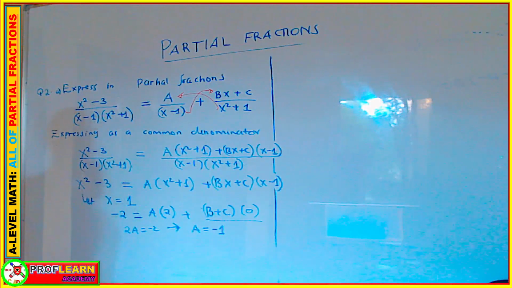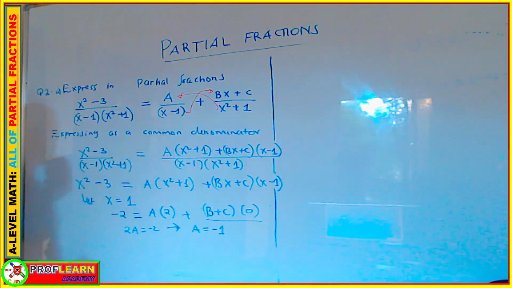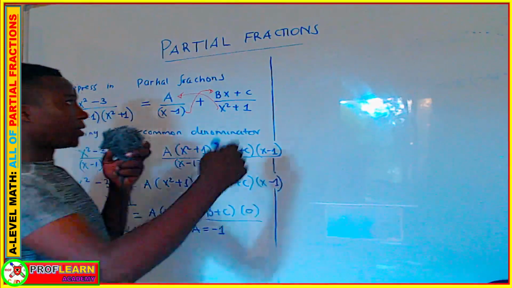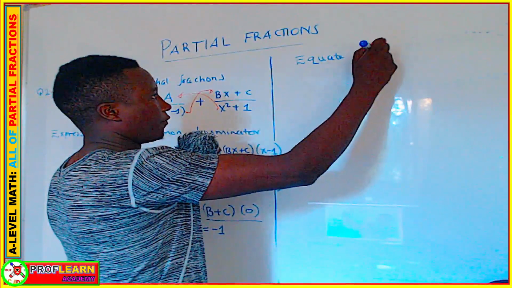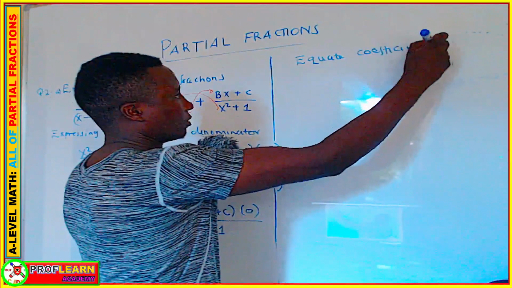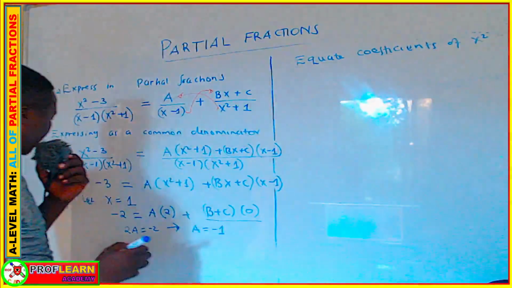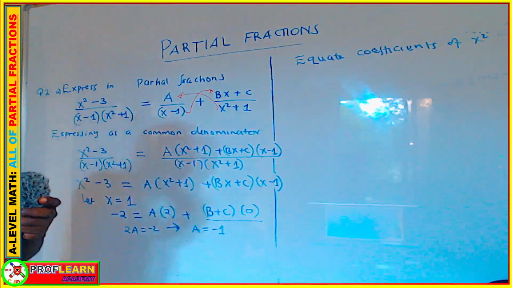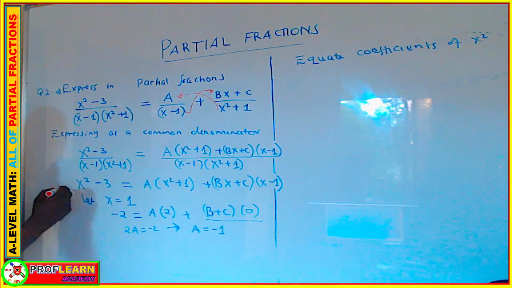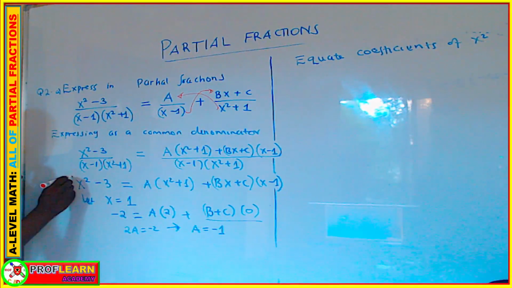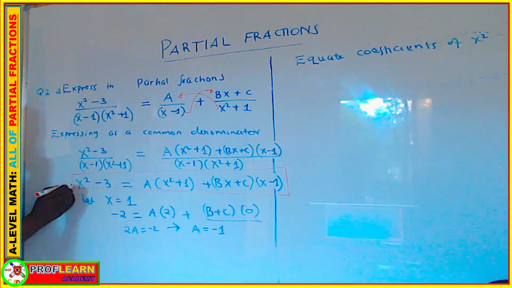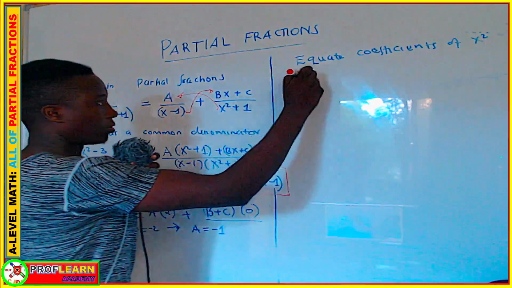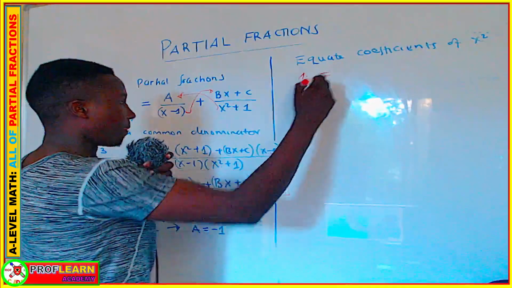So already we know the value of A. The next thing we're going to do is equate coefficients of x squared. In this expression, I want you to focus here: the coefficient of x squared on the left is 1. So we're going to write 1 at that point is equal.